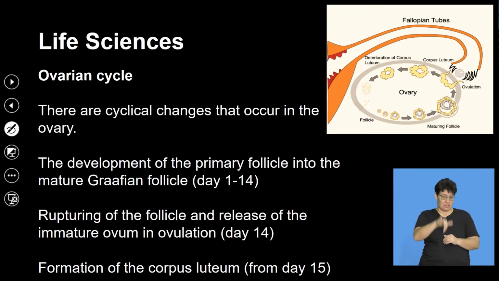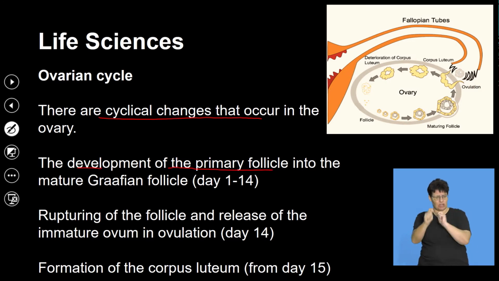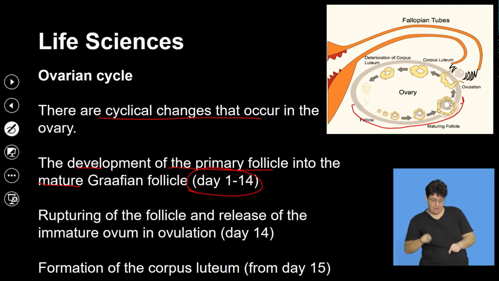Right, so when we look at this, we have to understand that these cyclic changes occur as follows. Firstly, the development of the primary follicle into the mature Graafian follicle takes place between day 1 and day 14. And we see that this process takes around 14 days. So from the primary follicle all the way to the Graafian follicle, that takes a period of 14 days.